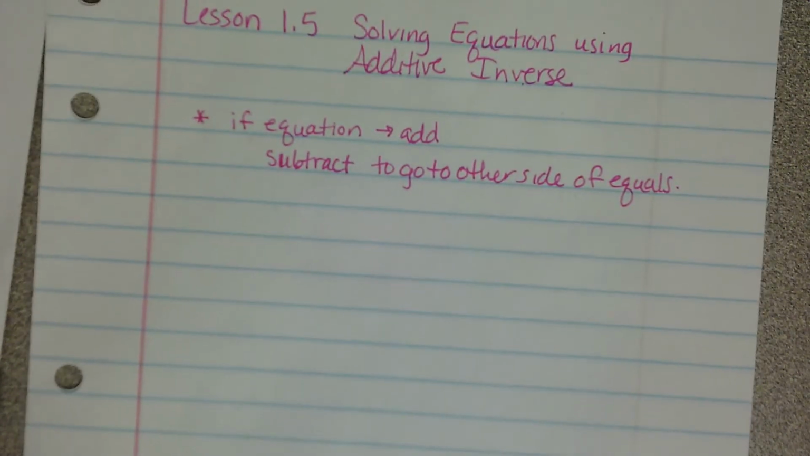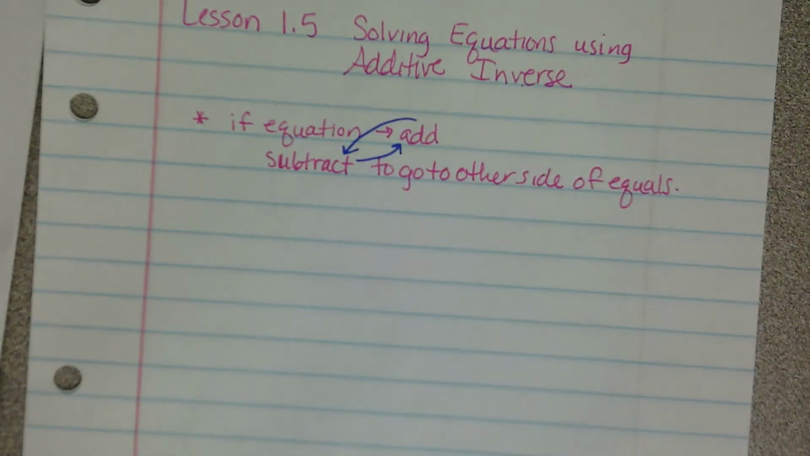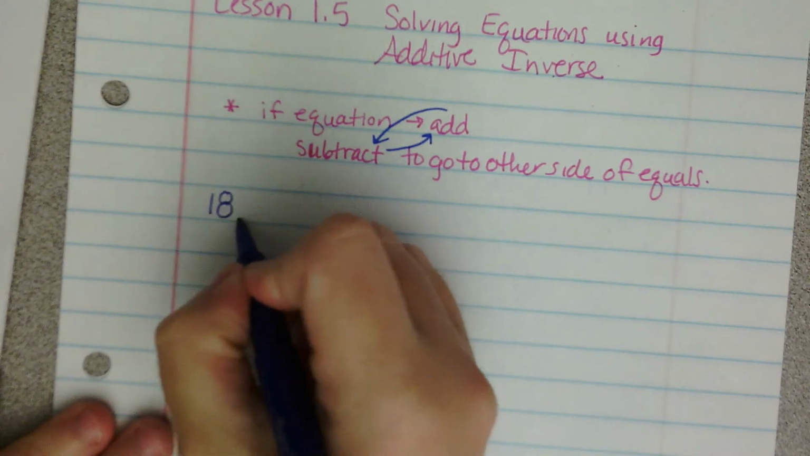The same thing goes with subtraction and addition. These two flip-flop because adding and subtracting are inverses. So if they ask you to subtract, you would want to add to get to the other side of equals. Both of those happen in additive inverse. What we're going to do is take a look at some like 4 itty-bitty examples just to get your feet wet.